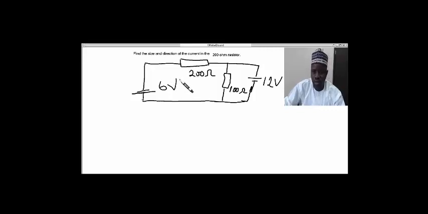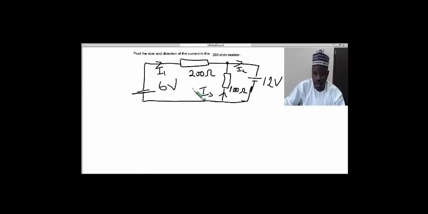So in the normal way, we also identify a junction here. So this is the junction. This is the junction. We assign currents. So let's say we have current here, I1. We have current here, I2. And let's say we have another current here, I3. Then we have to identify our loops.